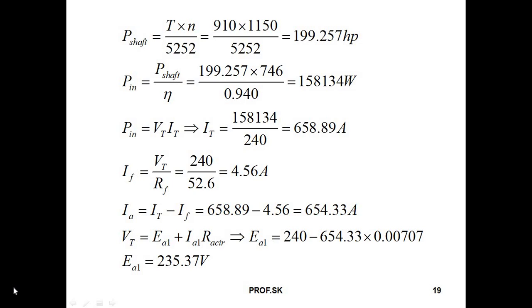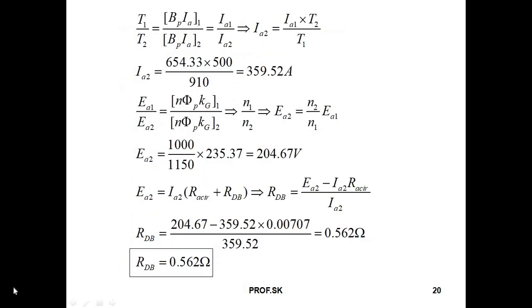The field current is Vt divided by Rf, which is 240 divided by 52.6, which is 4.56 amps. Then armature current is equal to total current minus field current, which is 658.89 minus 4.6, which is 654.33 amps. The terminal voltage 240 minus 654.33 times 0.00707 gives EA1, the armature voltage, equal to 235.37.